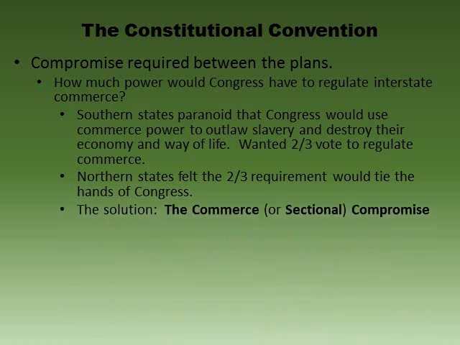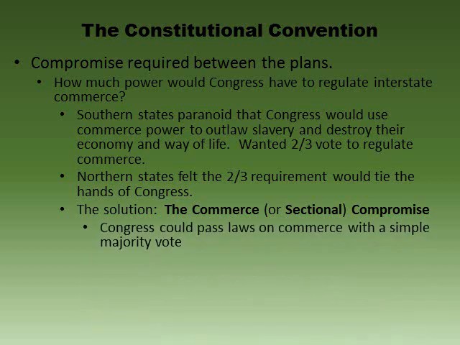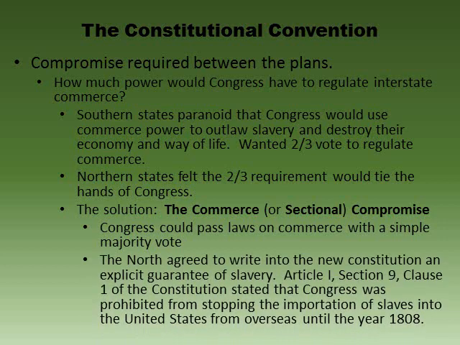And so there was another compromise called the Commerce Compromise, or sometimes the Sectional Compromise, between the northern delegates and the southern delegates, and this was worked out. What the compromise really said was that Congress could pass laws on commerce with just a simple majority, that 50% plus one, and that would be okay. And so the South didn't get what it wanted on that score. But the North, in return, agreed to write into the new Constitution an explicit guarantee of slavery.